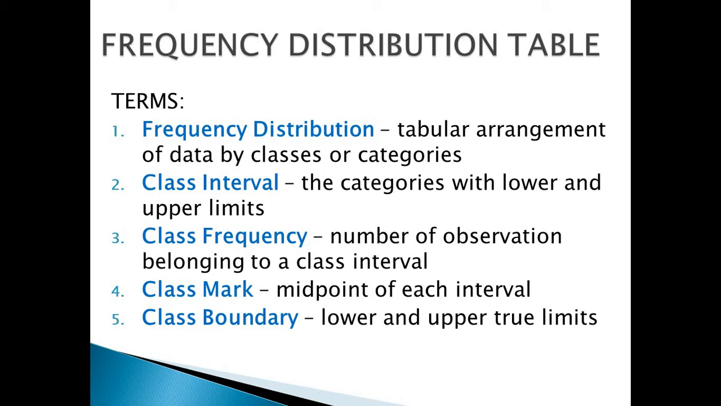Second is the class interval. These are the categories with lower and upper limits. Normally we call these groups. Class frequency is the number of observations belonging to a class interval. Class mark is the midpoint of each interval, or normally we call it the representative of the group. And class boundary refers to the lower and upper true limits. So we'll have more of these terms as we go along with our discussion.